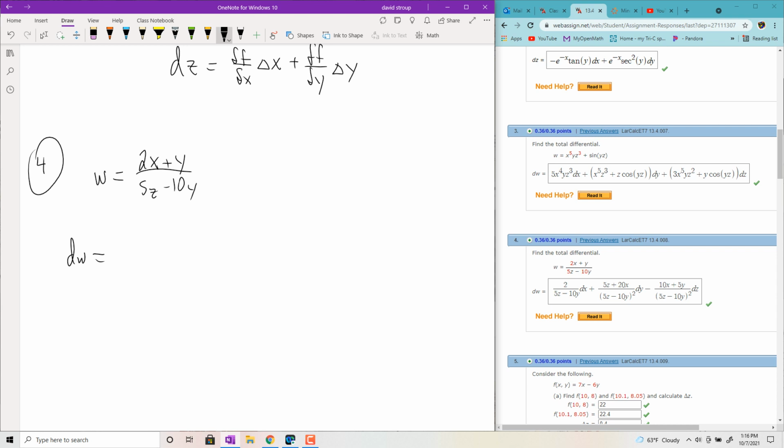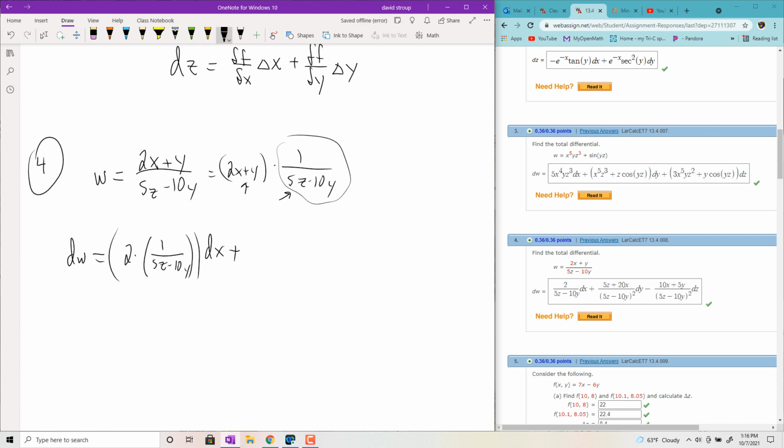First with respect to x, so you can pretend this is the same as 2x plus y times 1 all over 5z minus 10y. Basically this part is just a constant, so you're just taking the derivative of the first part with respect to x and multiplying it by this constant. The derivative with respect to x of that first part is just going to be 2, times this 1 all over 5z minus 10y. And that would be times dx.